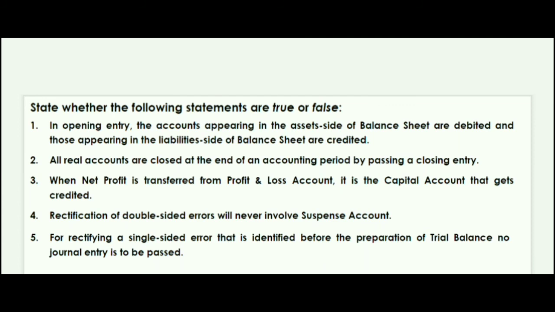Next is, rectification of double sided error will never involve suspense account. That's false guys. Rectification of double sided error can involve suspense account. Next, for rectifying a single sided error that is identified before the preparation of trial balance, no journal entry is to be passed. Is it correct? So the answer is true, correct.